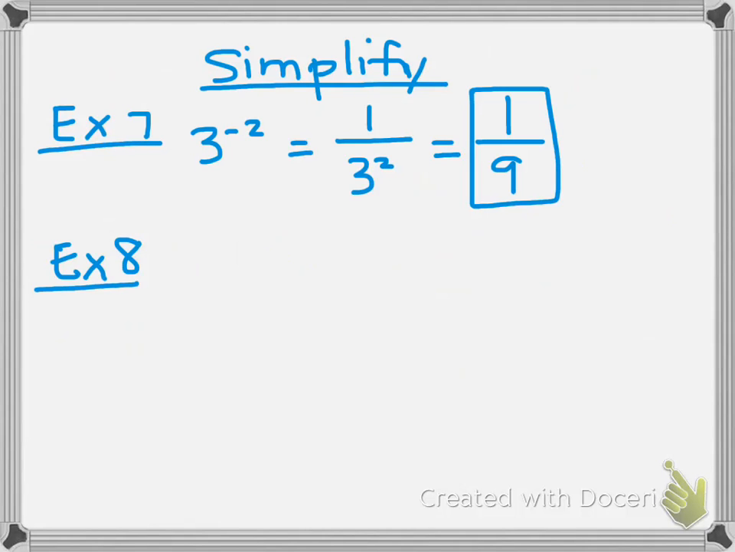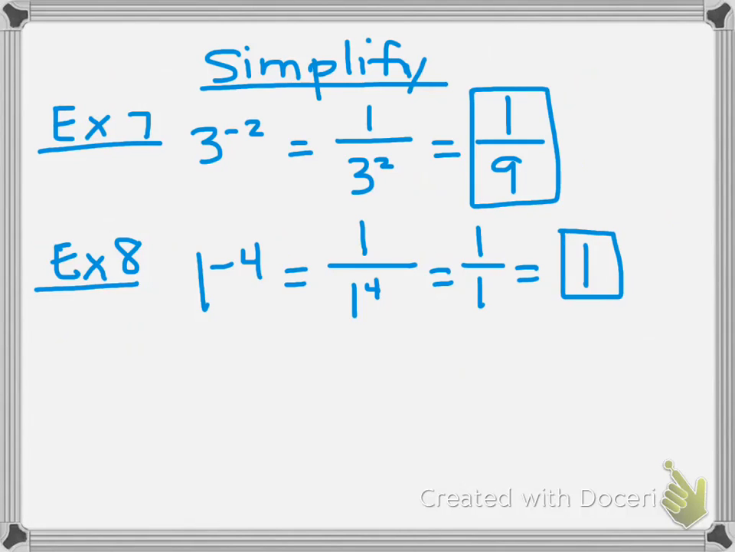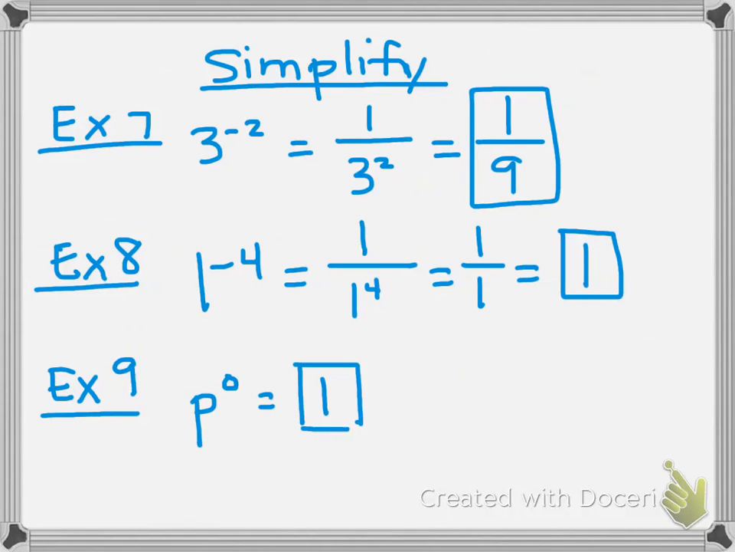On example 8, 1 to the negative 4 power is the same as 1 over 1 to the 4th. 1 to the 4th is 1 times 1 times 1 times 1, so that's 1 divided by 1, which is just 1. And example 9, p to the 0 power is 1, and that's because anything to the 0 power is 1.